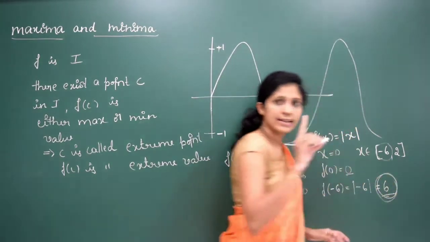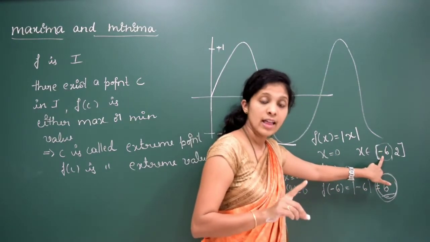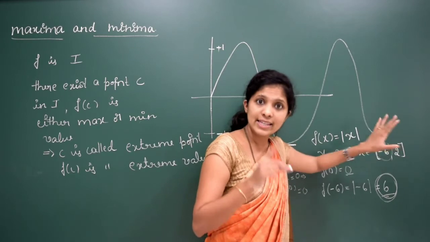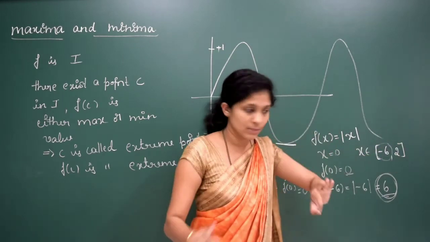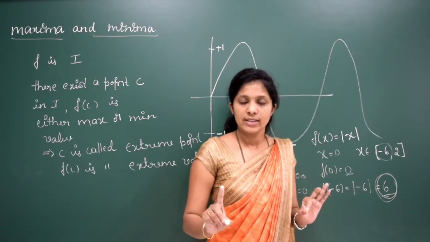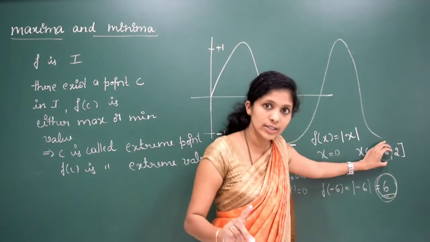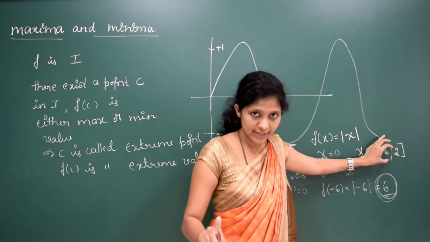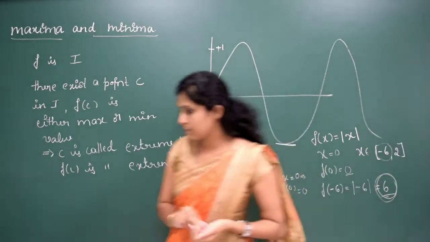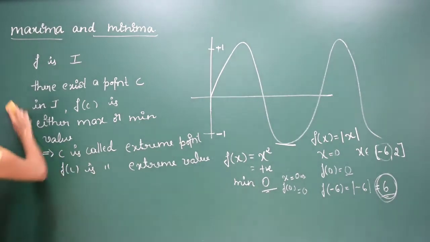Is it clear? At the point -6, the function attains the maximum value. So -6 is called the point of maxima and the value 6 is called the maximum value. For example, let us consider one more.